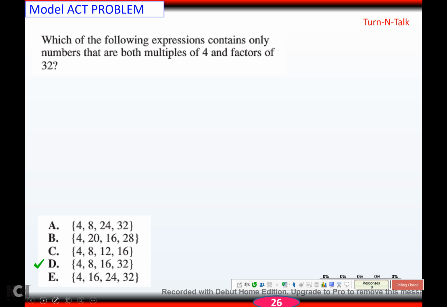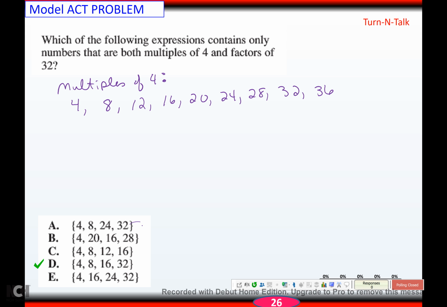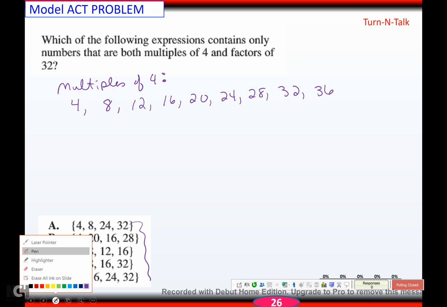Okay, it says, which of the following expressions contains only numbers that are both multiples of 4 and factors of 32? Well, if I figure out my multiples of 4, 4 goes into 4 once. Multiples means multiplied by a factor, 4 by a factor. So 4 times 1 is 4. 4 times 2 is 8. 4 times 3 is 12. 4 times 4 is 16. Times 5 is 20. Times 6 is 24. Times 7 is 28. Times 8 is 32. Times 9 is 36. And I'm looking at my answers, and nothing goes past 32. So I've got enough multiples of 4 for my data.